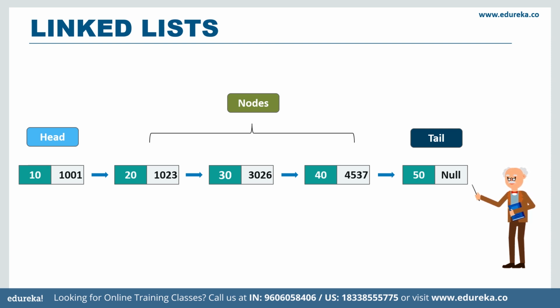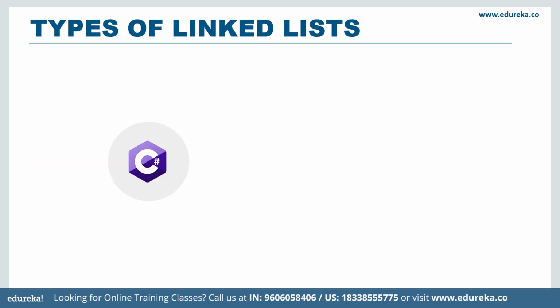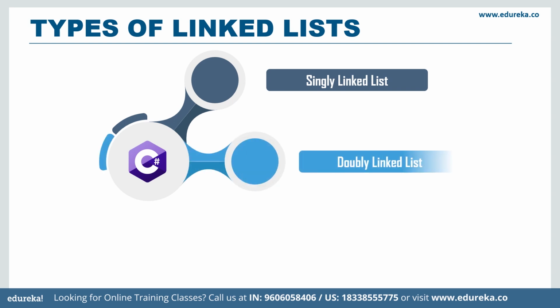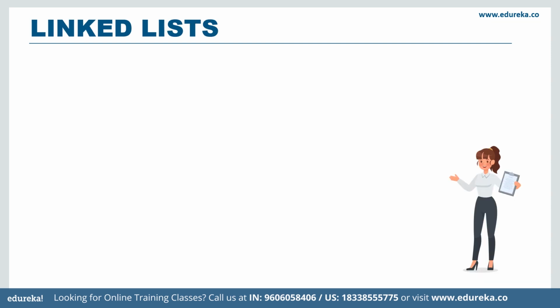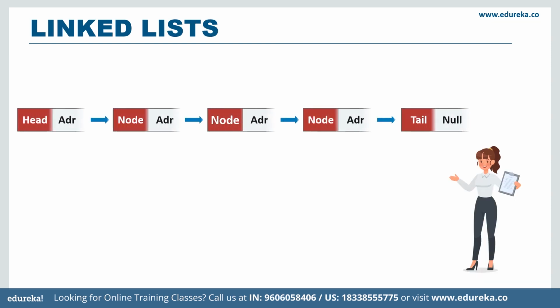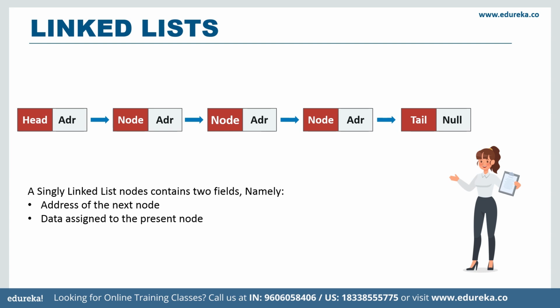Now that we have understood the terminology of linked list, let us deal with the types of linked list. Firstly, we have singly linked list, then we have doubly linked list, and finally the circular linked list. Let's deal with the singly linked list first. You can see this particular node is the head and this one is the tail, and in between we have the nodes. So what exactly is a singly linked list? A singly linked list contains 2 fields. Firstly, the data assigned to the present node, and the next is the address of the next node. The singly linked list is capable of traversing in only one direction.